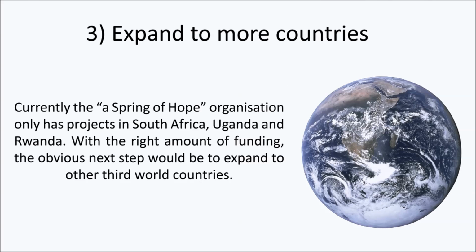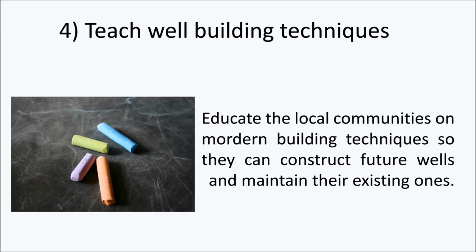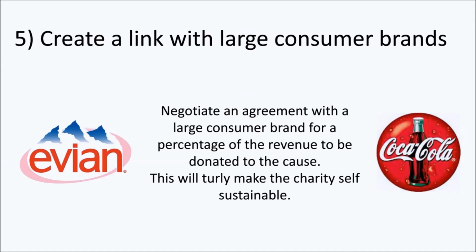Currently, the A Spring of Hope organisation only has projects in South Africa, Uganda and Ghana. With funding, they could expand to other third world countries as well. Educating local communities on how to construct wells and maintain their existing ones is important for sustainability. Negotiating agreements with large consumer brands for funding would make the charity more self-sustainable.